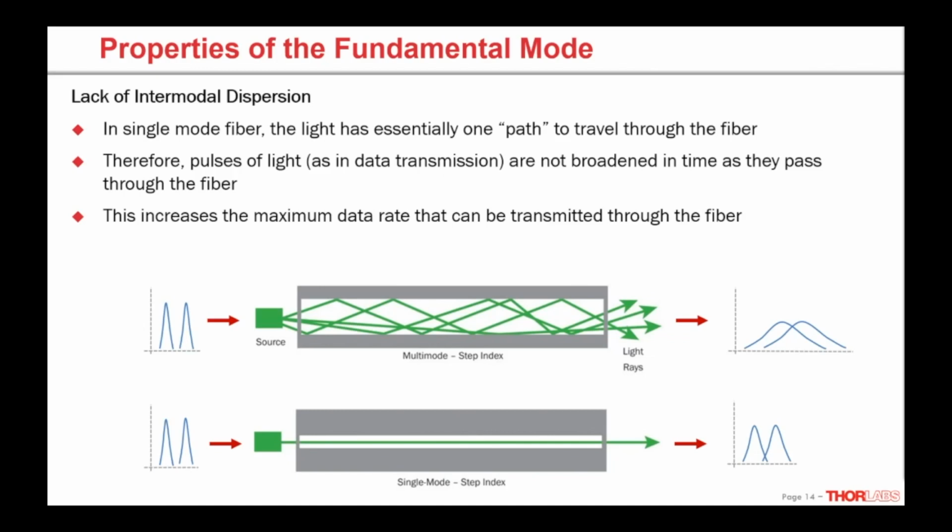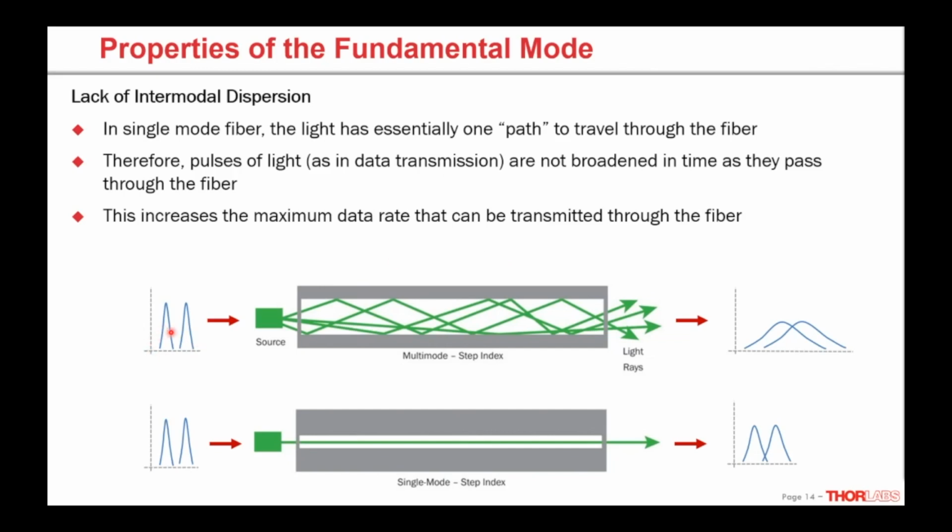One aspect of that is a lack of what's called intermodal dispersion. That's because in the single mode fiber, the light can only travel along in one mode. It really only has one path to travel through the fiber. We don't have different modes with different effective path lengths like you do in a multimode fiber. I think this is pretty easy to illustrate with the ray optics interpretation. So let's say you're sending pulses of light through the fiber, as you would in a data transmission application.